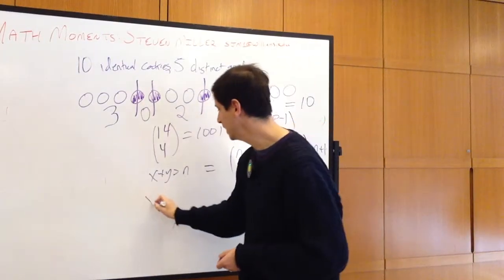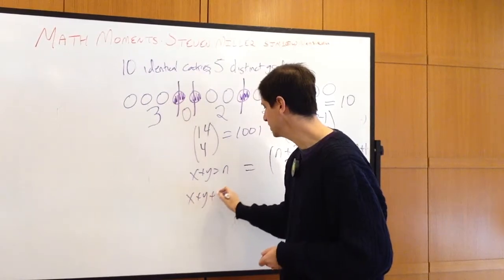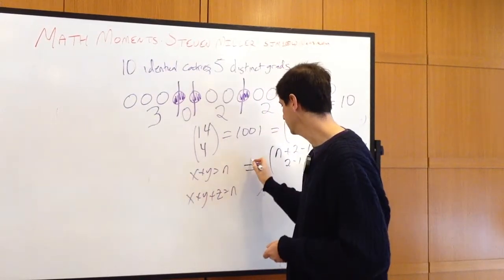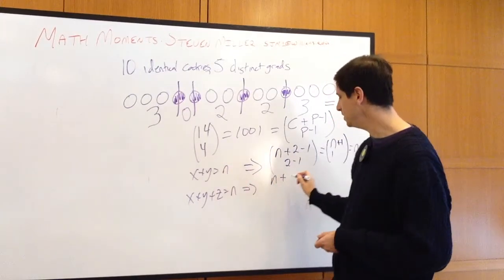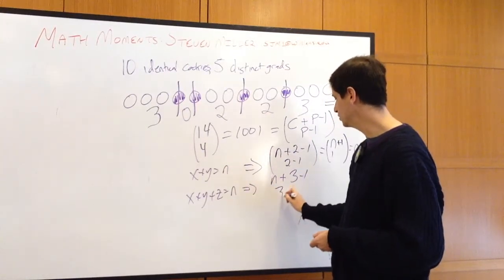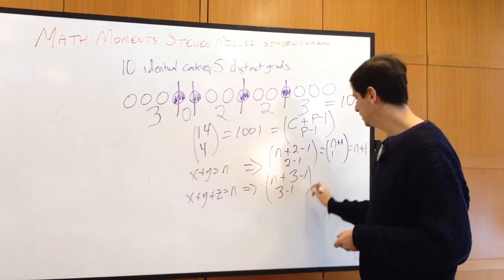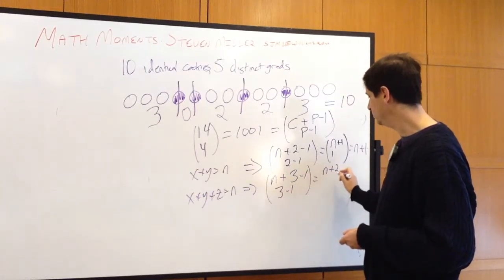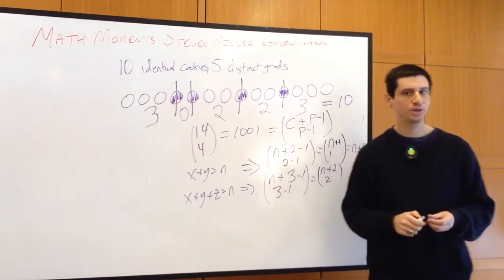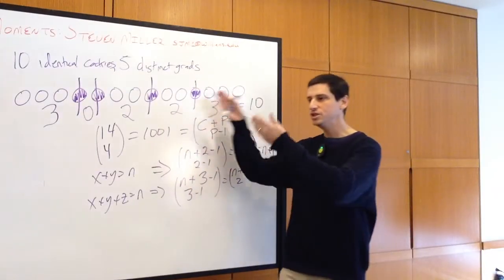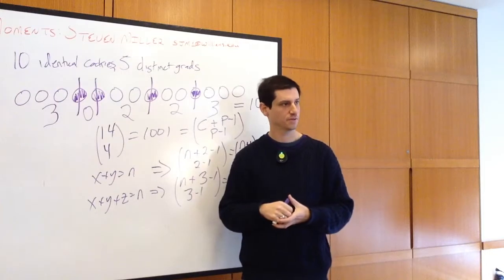If we have x plus y plus z equals n, this now becomes n plus, now we have 3 people, minus 1, choose 3 minus 1. This is now n plus 2, choose 2, and that will be the shifted triangle number we need. And so you can now see a unified approach to all of this.